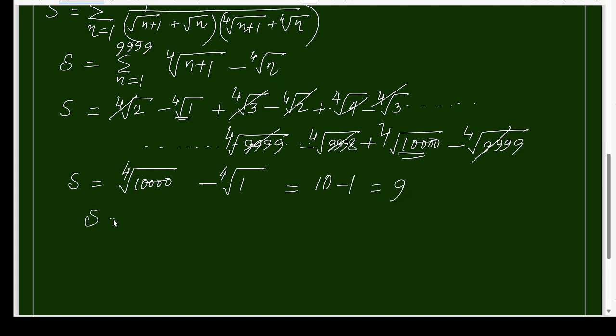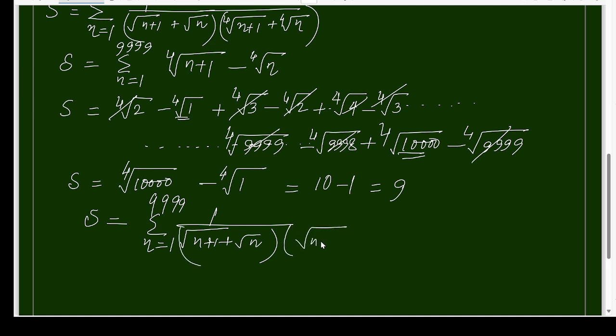So the sum from n equal to 1 to 9999 of 1 over (square root of n plus 1 plus square root of n) whole into (fourth root of n plus 1 plus fourth root of n) is equal to 9. Isn't it interesting?